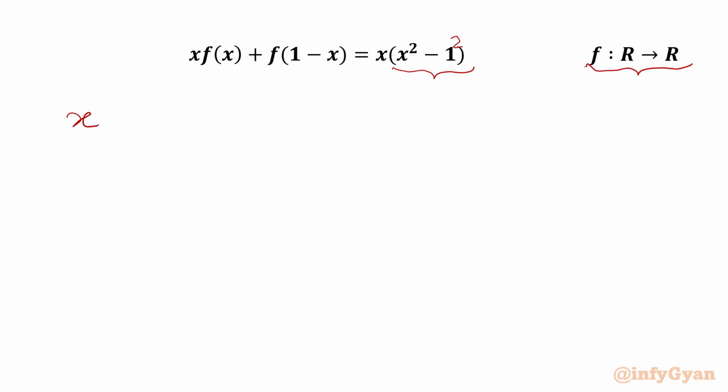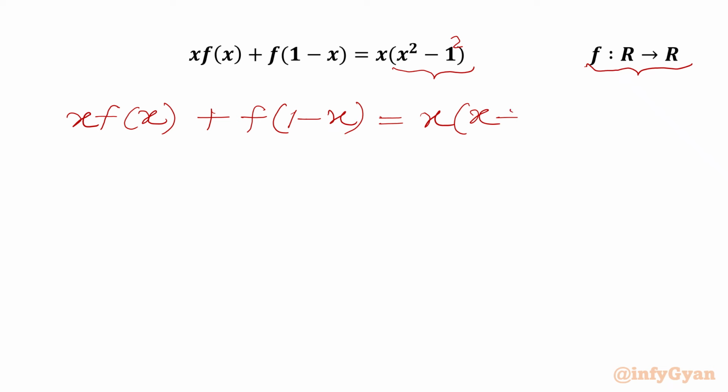So we can write our equation: x times f(x) plus f of 1 minus x equals x times (x plus 1) times (x minus 1). Now we will call this equation number 1.